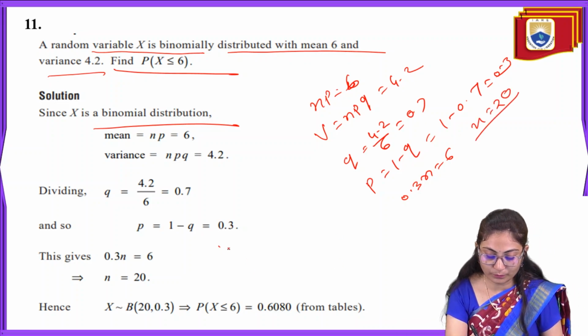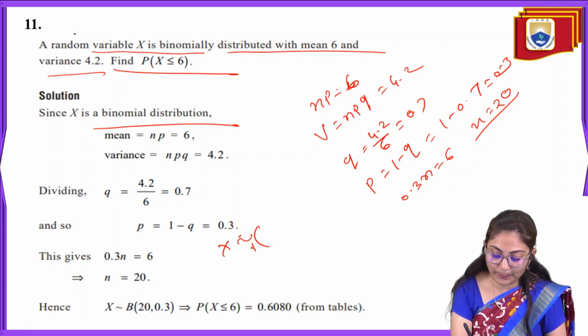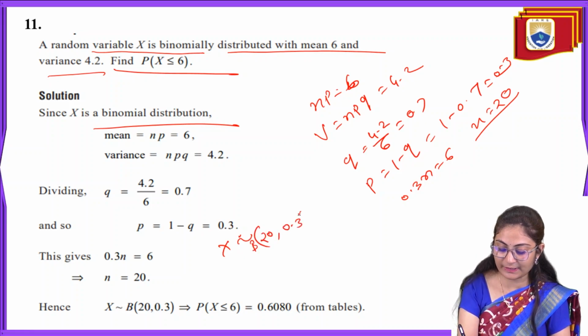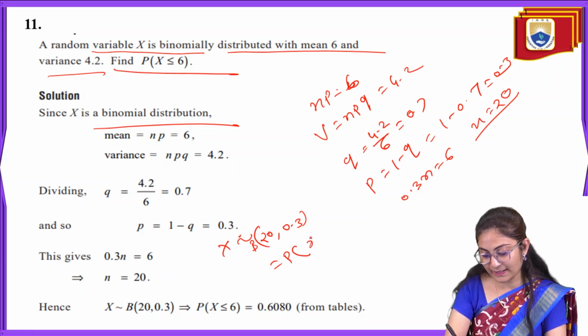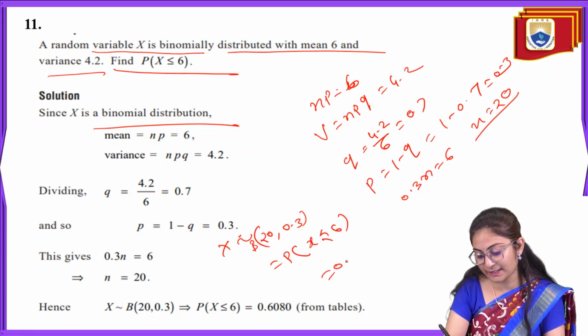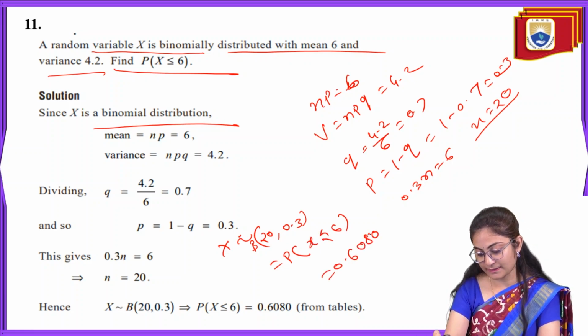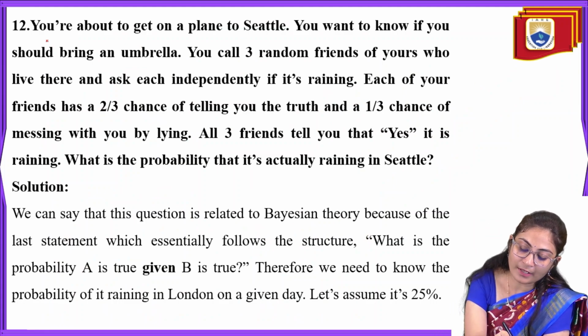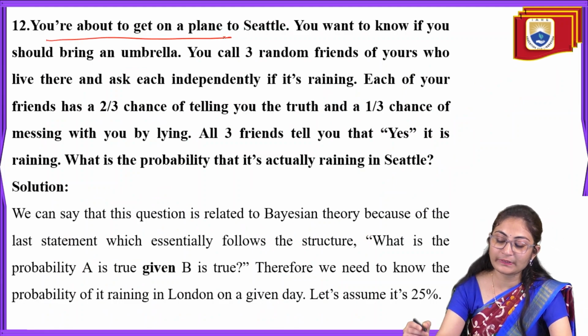So X is equal to B(20, 0.3). So P(X ≤ 6), and you will get the answer 0.6080.